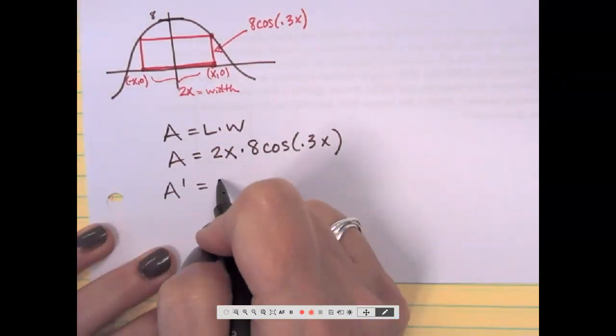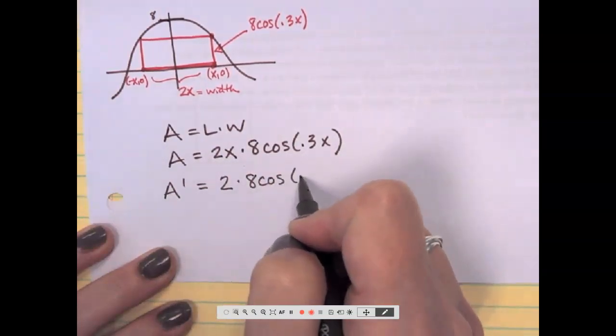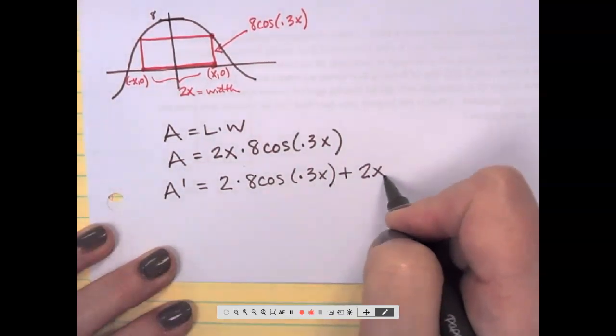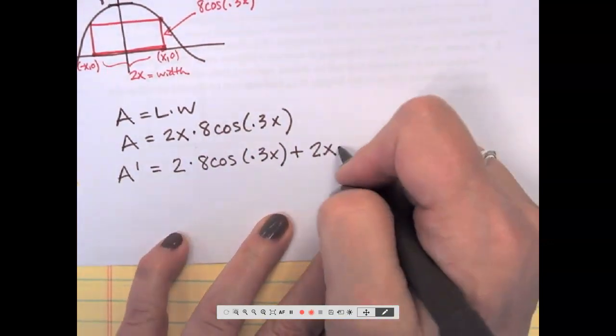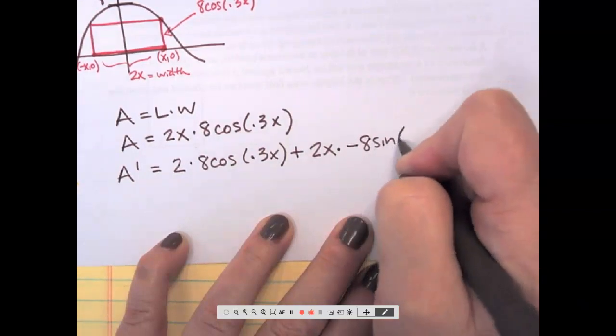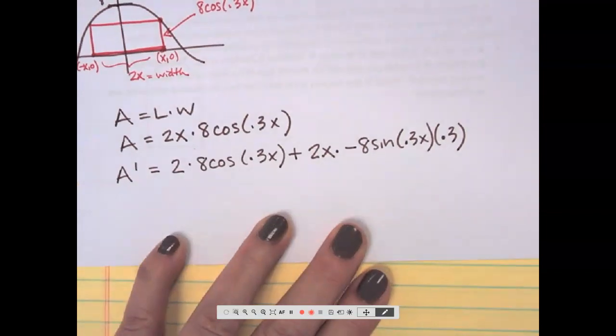All right. 2 times 8 cosine 0.3x plus 2x. What's the derivative of 8 cosine 0.3x? Negative 8 sine 0.3x times 0.3. Chain rule there.